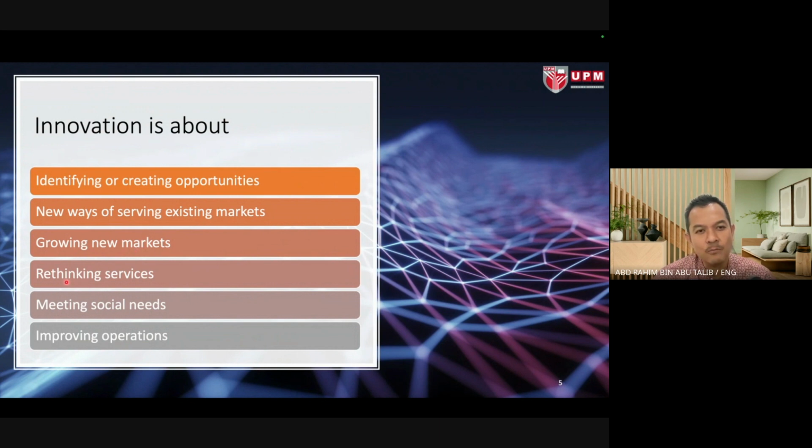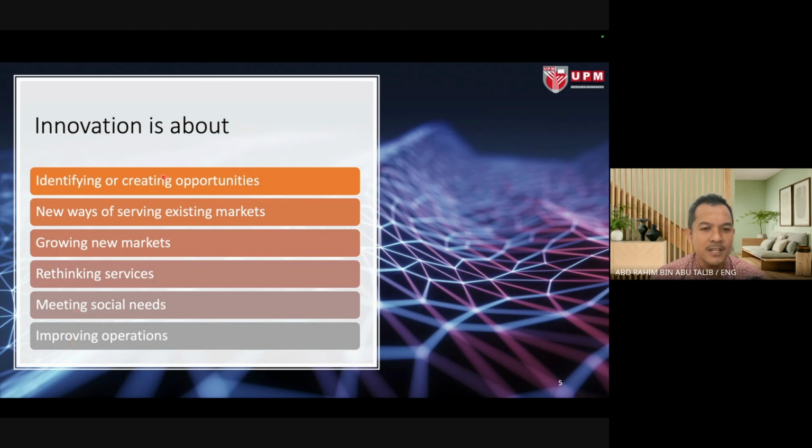And it can also be about rethinking services, right? So you have already done things again and again for quite some time. Then when you rethink ways of giving services, that is about innovation, right? And then innovation is also about meeting social needs as well as improving operations.